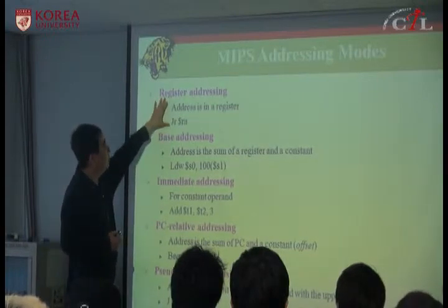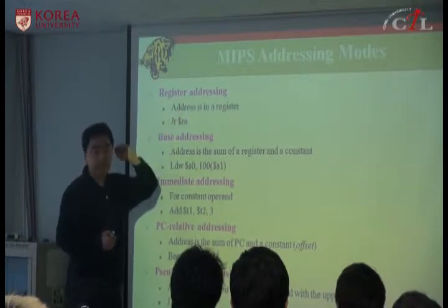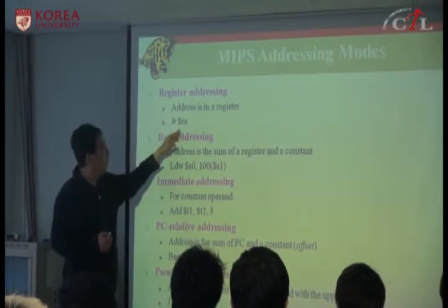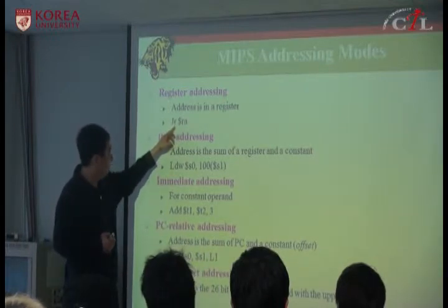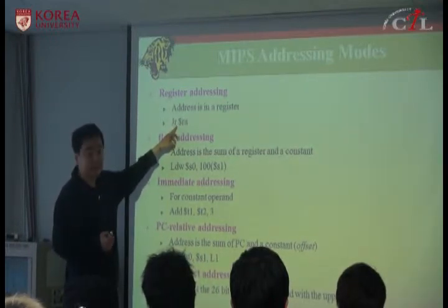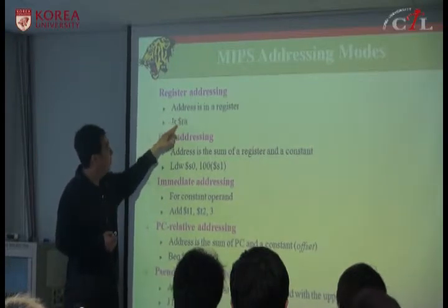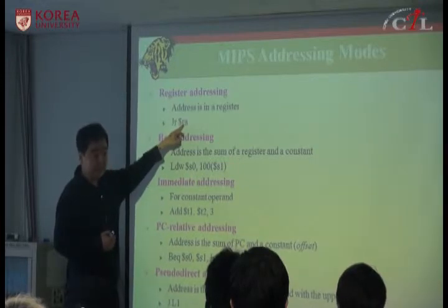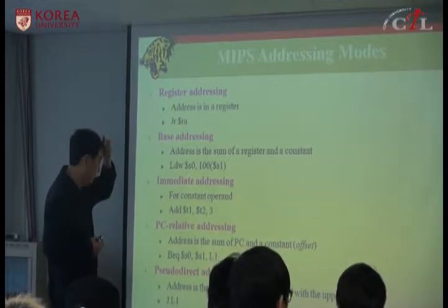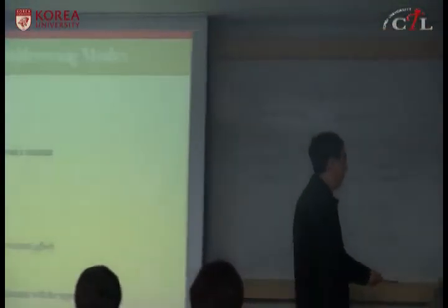So with register addressing, you can specify the address by a register directly. And this is used for the return instruction. This is actually a return instruction, jump register. And this is called the return address register. You jump back to the address that is in this register. Okay? To understand this, you need to understand function call.